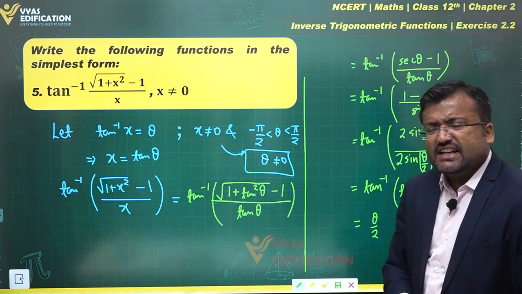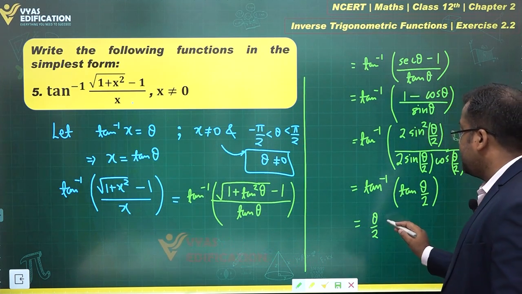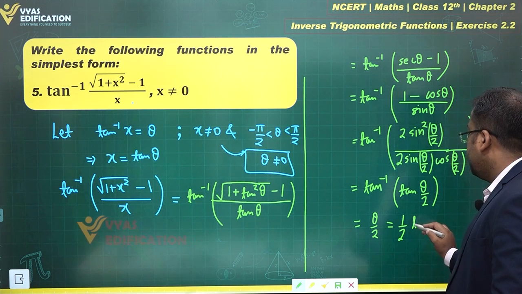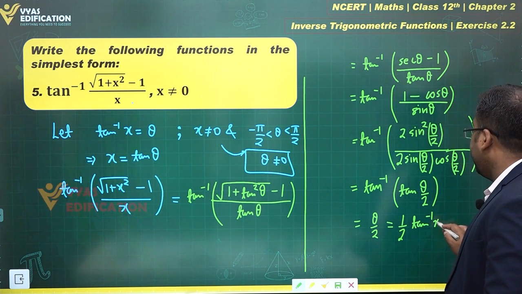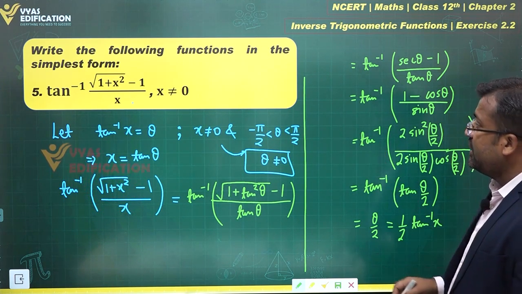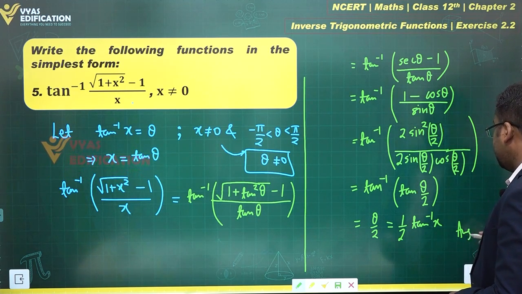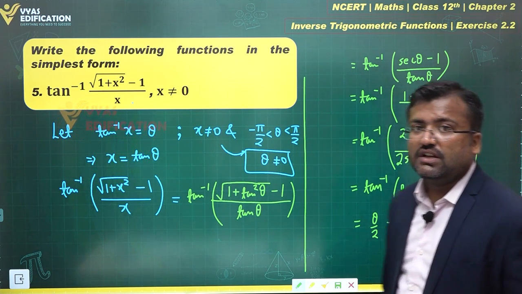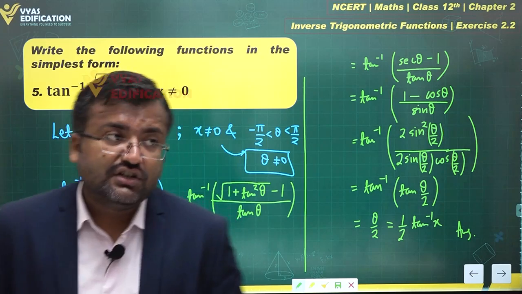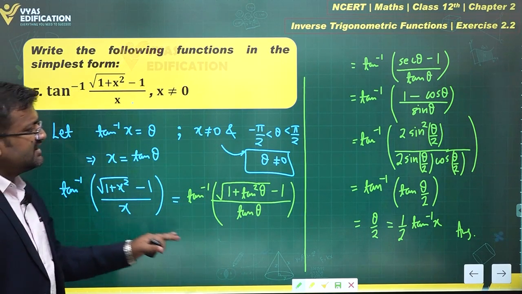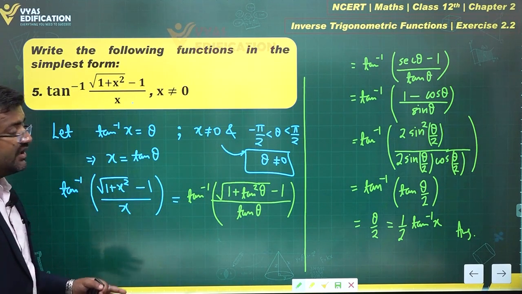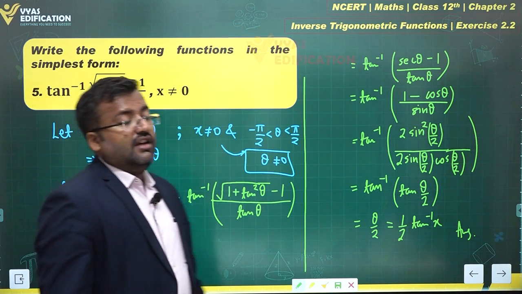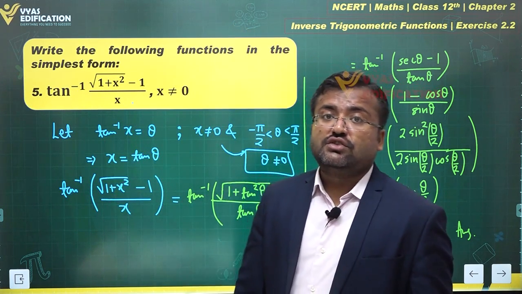What is theta? Theta is something that we started with. Theta is tan inverse x. So this is 1 by 2 times tan inverse x. That's the simplified version of that. This is the answer for that question over here. That's the simplified version of this expression. That's the complete solution. Let me get a slide so that you can take a look at this. With this, we come to the conclusion of this question.